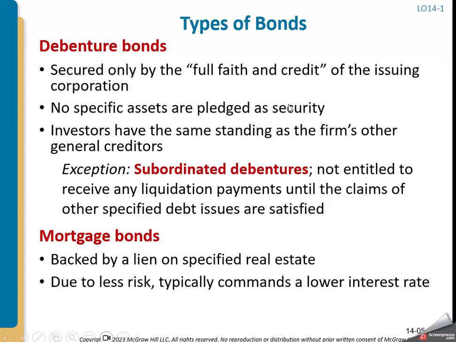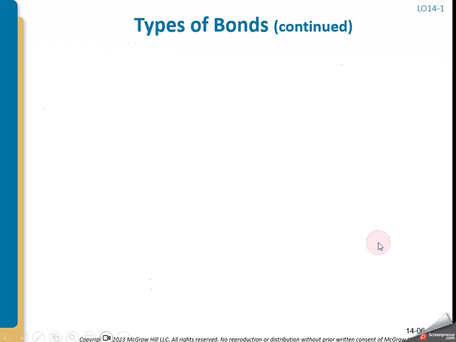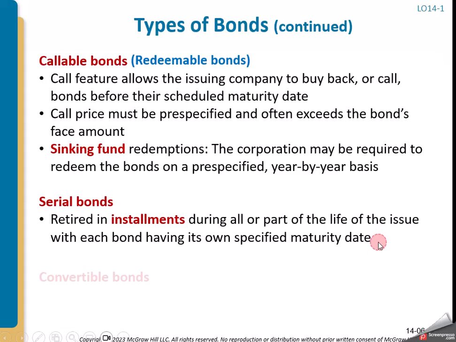So debenture bonds are backed by the company as a whole. So there are not specific assets backing these bonds, but basically just the company as a whole is going to be saying that these bonds are good. Mortgage bonds are going to be backed by a specific real estate. And then again, because you've got more collateral, normally the interest rate's a little bit lower because there's going to be a little less risk in those bonds.